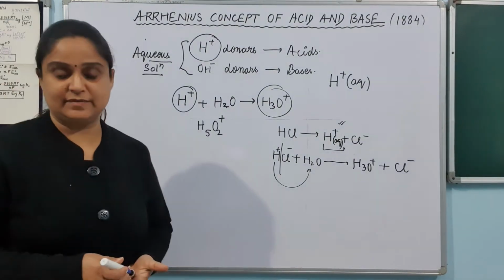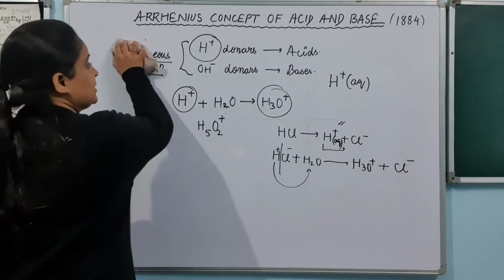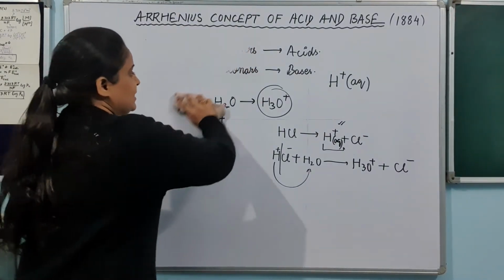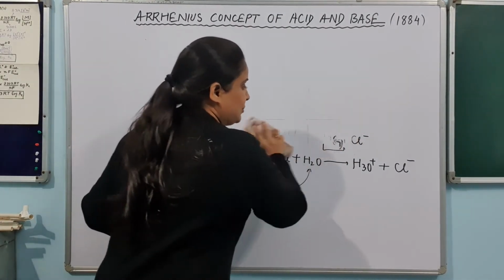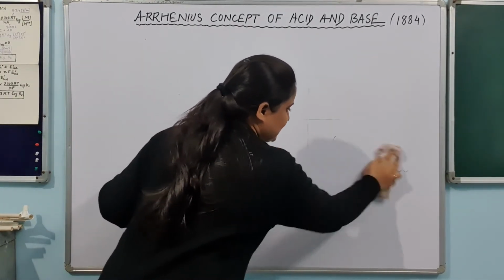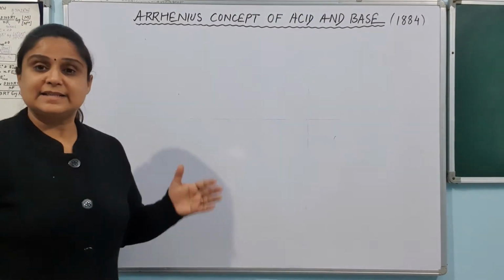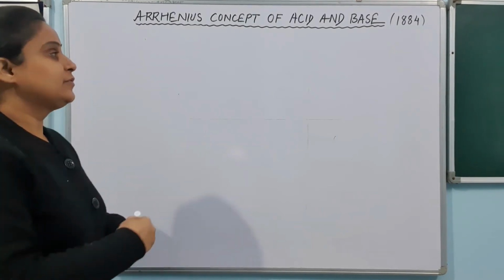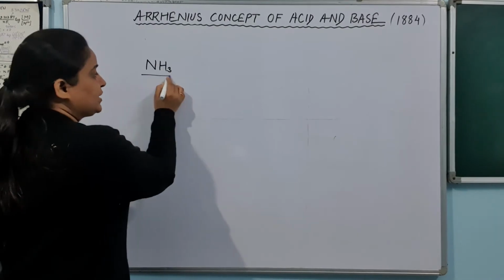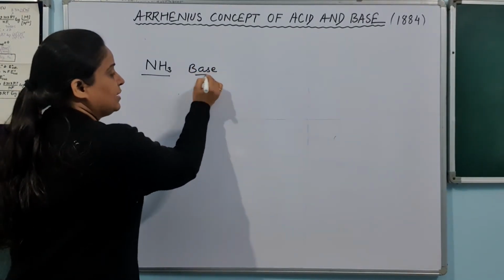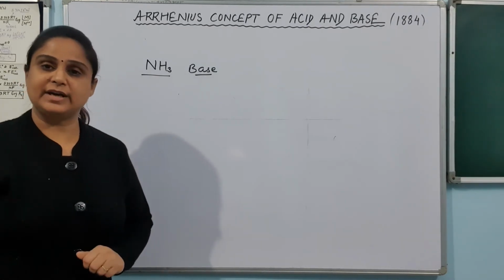But there were many problems, and the major problem is that during the starting time, many reactions were also discovered, and there were many compounds known to be acids or bases, but this particular concept could not explain the acidity or basicity of those compounds. For example, ammonia. Ammonia is a base, everyone knows, but ammonia does not release OH minus ion. So how can I call ammonia a base?